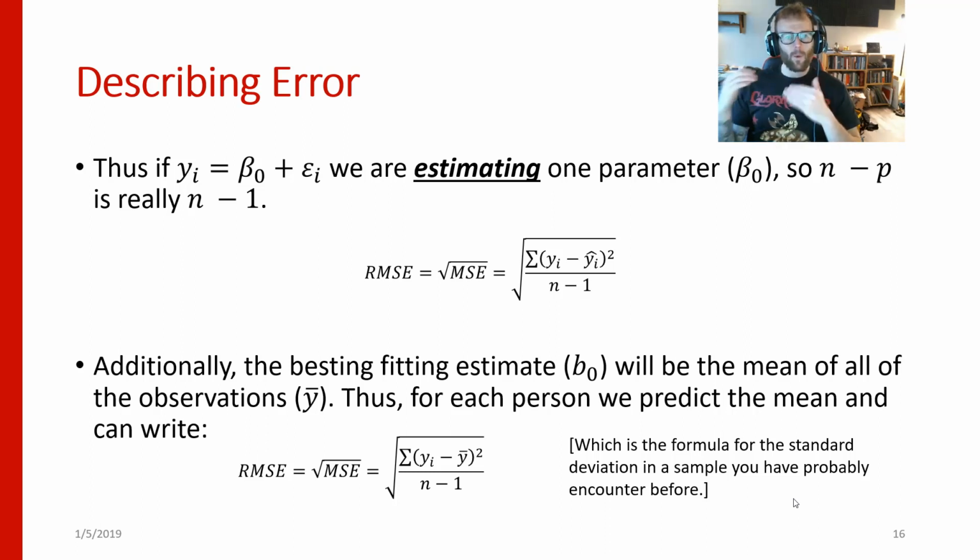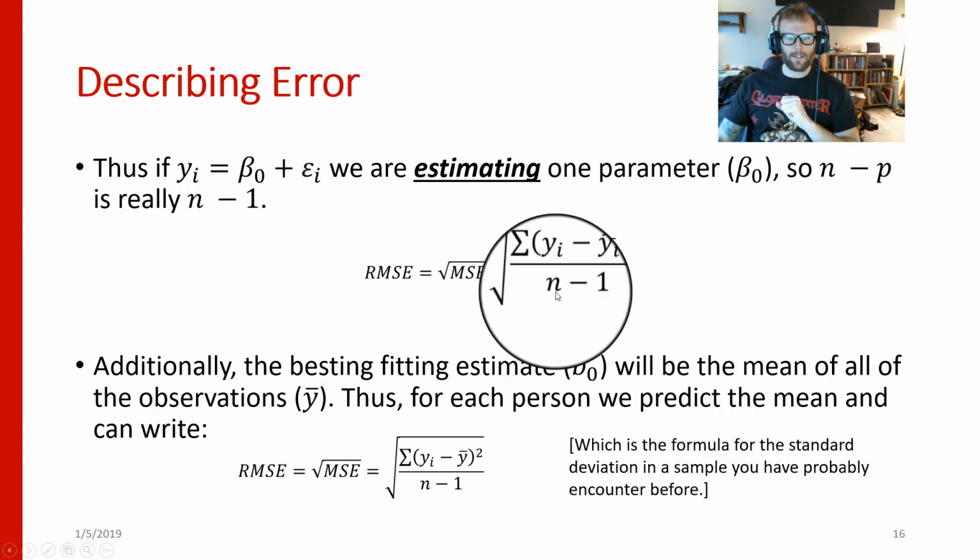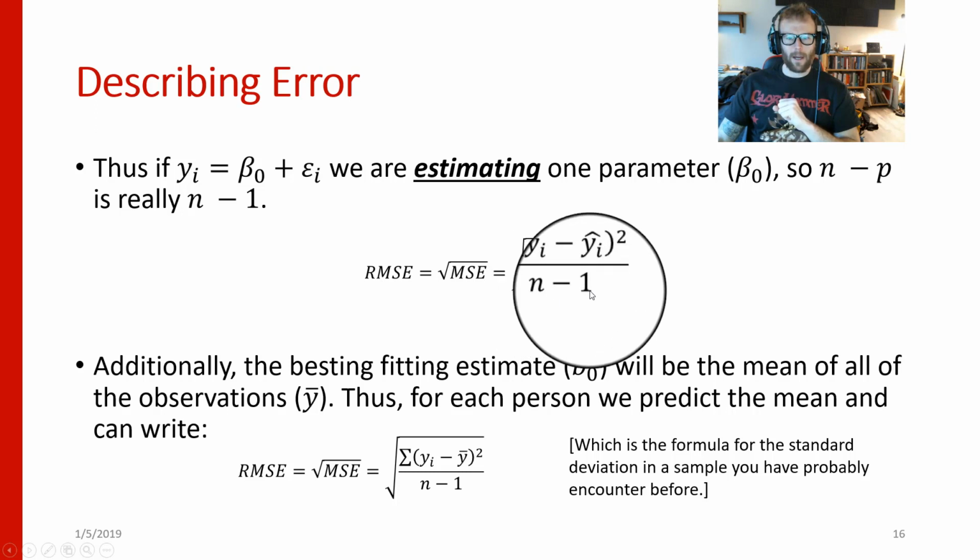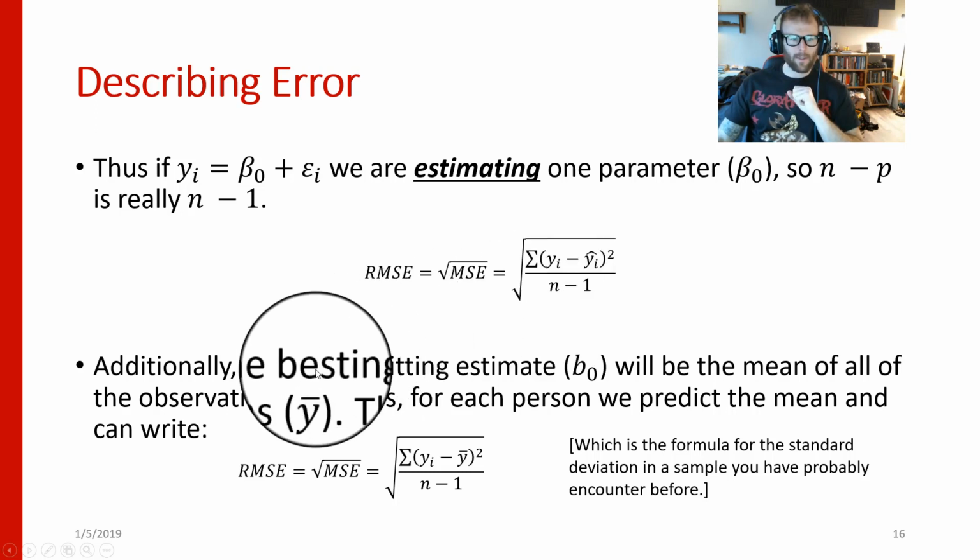So if we are estimating one parameter, right? So if we have an unconditional model where y sub i is equal to beta 0 plus epsilon, we're estimating one parameter, right? Beta 0. So we're going to fit a value of b to go in there. So n minus p in that case is really n minus 1 because p is the number of estimated parameters. We are estimating one parameter. So we can simplify this a little bit to say that we have n minus 1 in the denominator here.